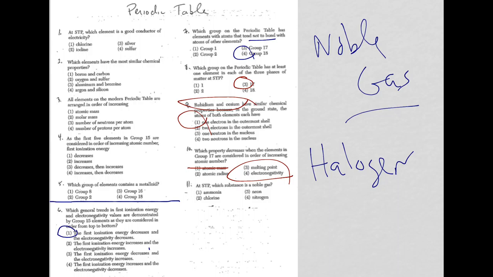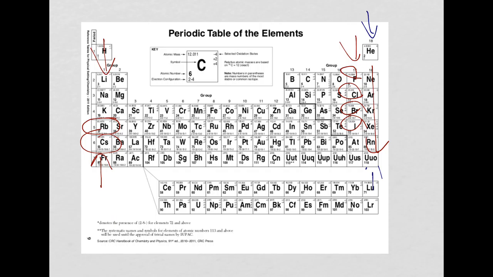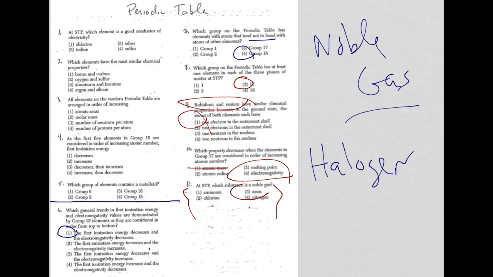Last question, at STP, which substance is a noble gas? Just be careful. Again, they did not give you the symbols. You know noble gases are here, group 18. So I'm looking for one of these as being the choices, any of these in this column, right? And it turns out that the answer is choice 3, or neon. Look up the names if you need to from the symbols so that you don't make any mistakes. Keep working hard, and good luck.